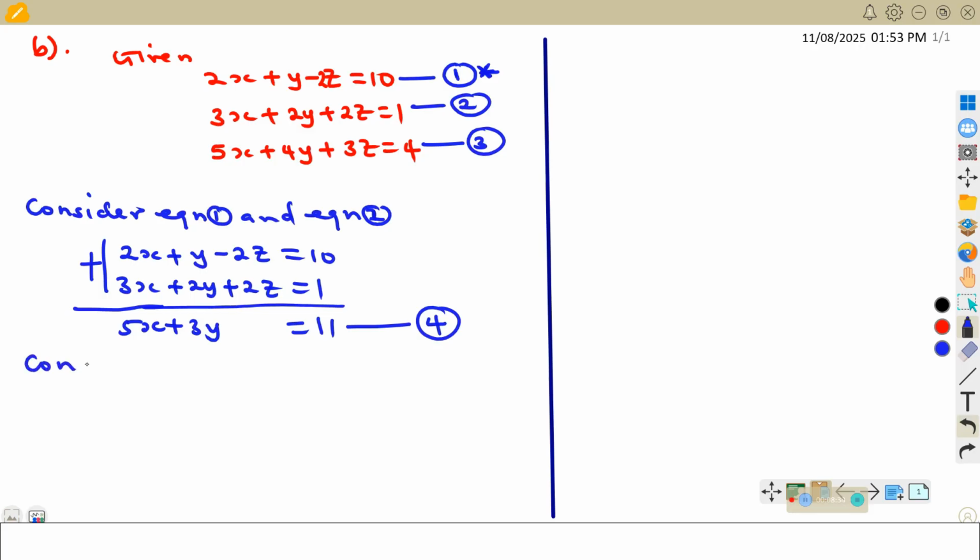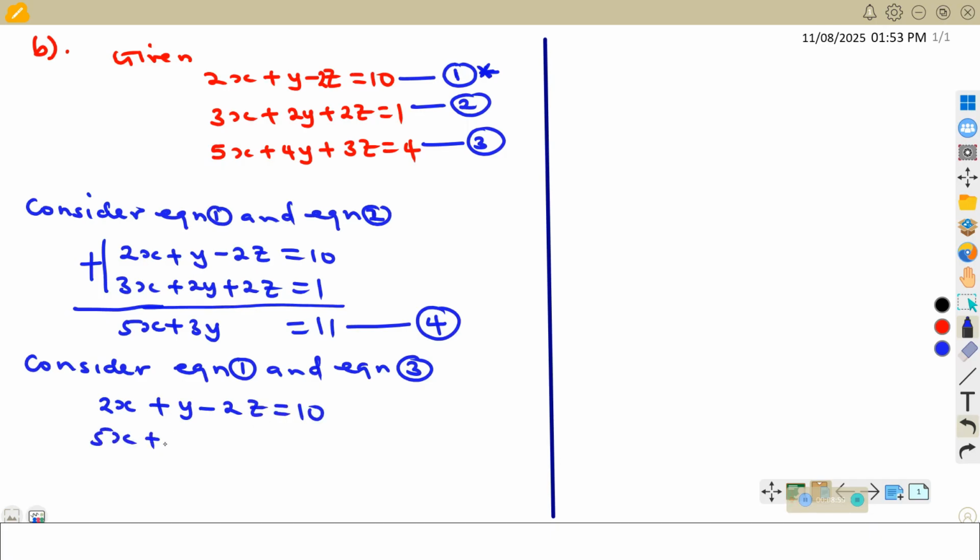Next, let us consider equation number 1 and equation number 3. Equation number 1 is 2x plus y minus 2z, which is equal to 10. Equation number 3 is 5x plus 4y plus 3z, which is equal to 4. So from here, we ensure that the coefficients for z are the same. But here, you realize this is a 2, this is a 3. So we need to exchange these coefficients. So we shall have a 3 here, and we shall have a 2 here.